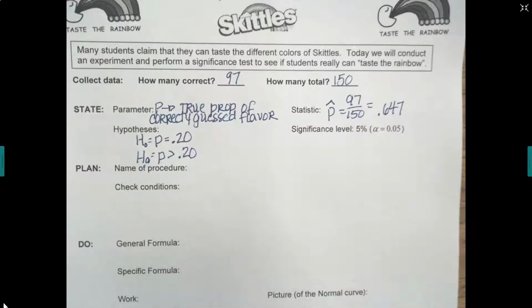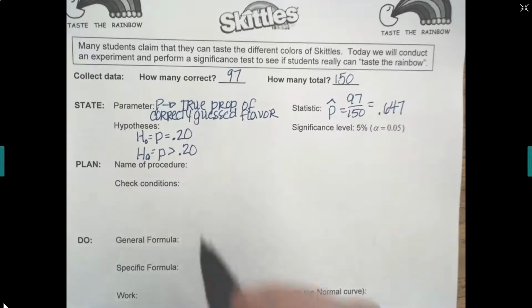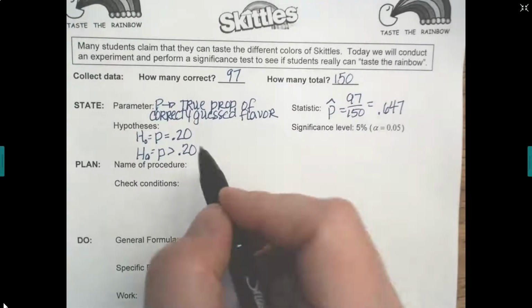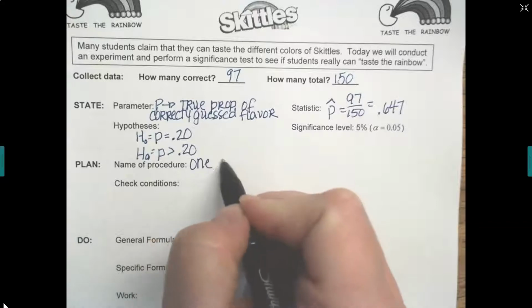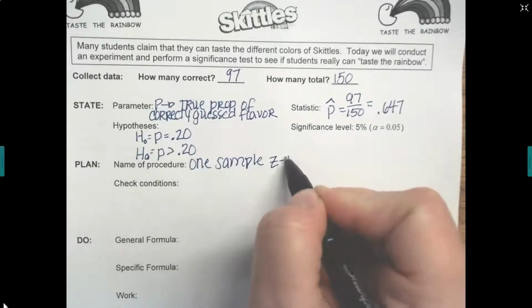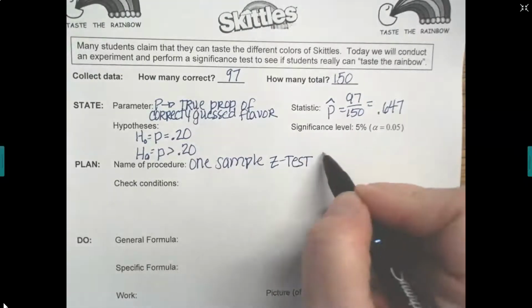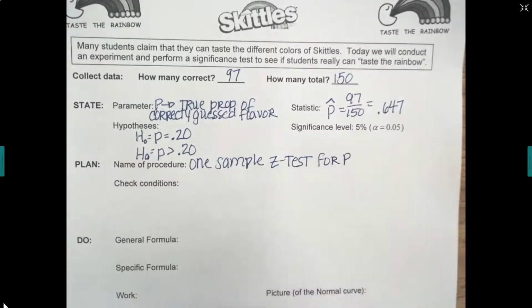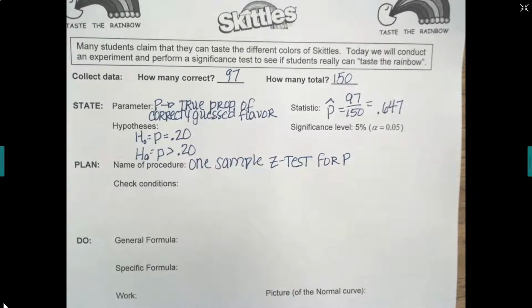So our procedure, remember we talked about 1 sample and 2 sample Z intervals for proportion. That's what we talked about last unit, because we were making confidence intervals. This time we're performing a significance test, and we're using the information from 1 sample. So we have a 1 sample Z test. Test is for significance for a proportion. Okay, so now we have 3 procedures: 1 sample Z interval, 2 sample Z interval, 1 sample Z test.